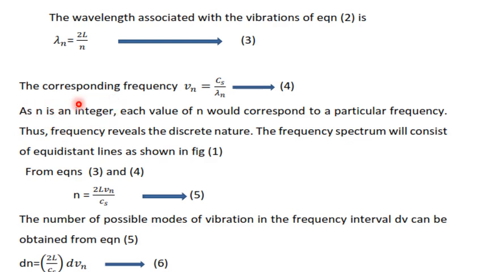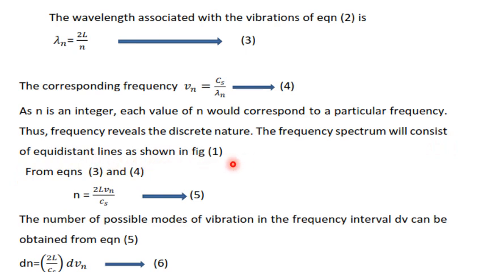As n is an integer, each value of n would correspond to a particular frequency. So when it vibrates, each string will vibrate with a particular frequency denoted by the letter n. Thus, the frequency reveals the discrete nature. It will show a straight line graph, with straight lines arising as shown in figure 1 with equidistant lines.